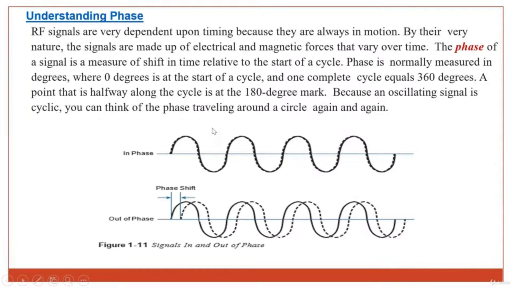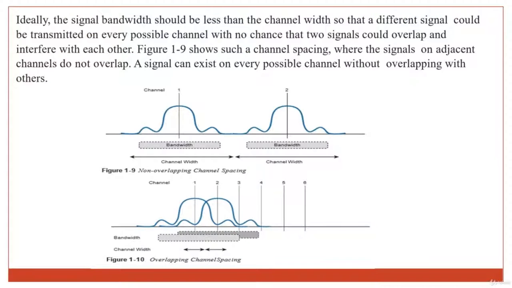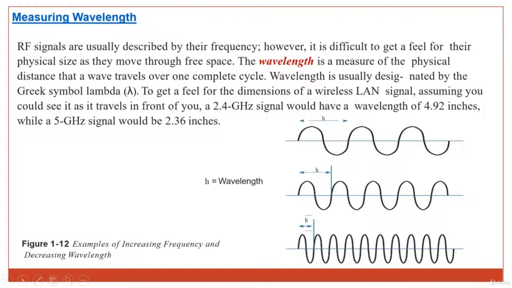All right. So what are the terms that we are going to use more and more? You'll find frequency, the hertz, then the wavelength, then the channel width, etc. One of the key terms we have is the wavelength. Now, what is the wavelength? Wavelength is the length of one cycle. So the wavelength is the physical distance that a wave travels over a complete cycle, and that is represented by lambda. For a 2.4 gigahertz signal, the wavelength is 4.92 inches. For a 5 gigahertz signal, the wavelength is 2.36 inches. So again, this is the mathematical calculation: the length of one cycle, that's the wavelength.